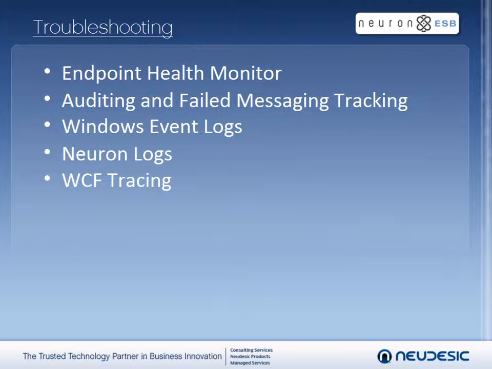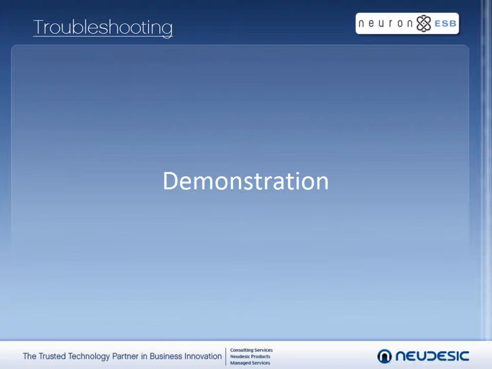Now, when you're troubleshooting, one of the nice things we give you is the endpoint health monitor. You can see everything that's up or down. Anytime I create a client connector, service connector, adapter endpoint, a topic, I always simply go into the endpoint health monitor to make sure everything is green. Next thing, you can enable the database so you have full message tracking, and when messages fail, they go in the failure database. And we have our event logs, Neuron logs, and WCF tracing.